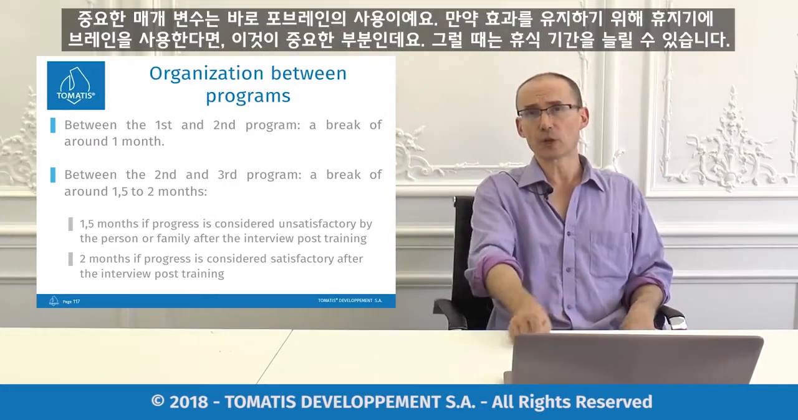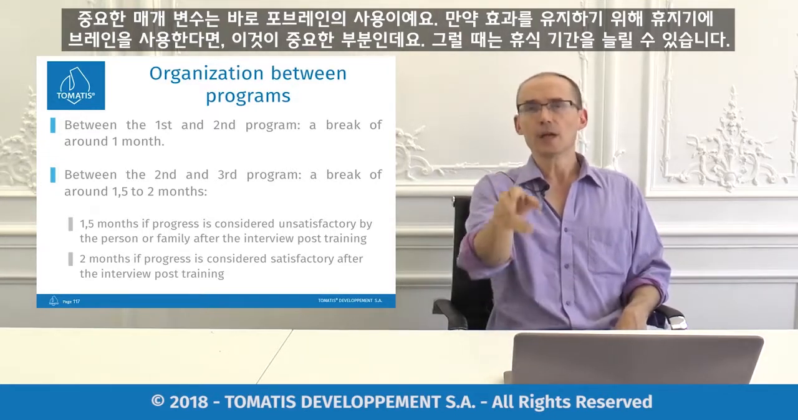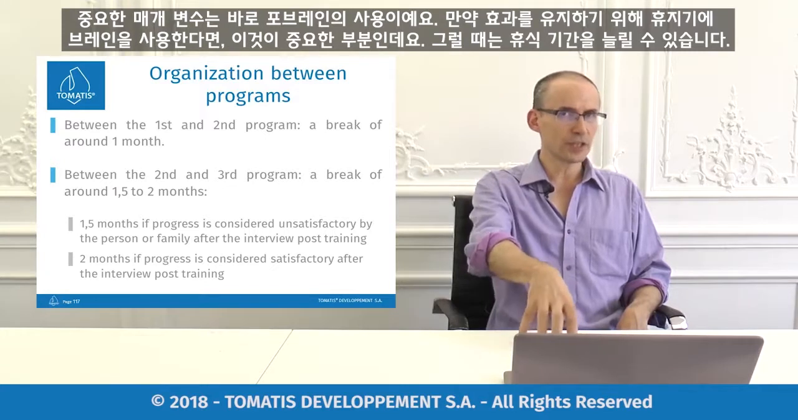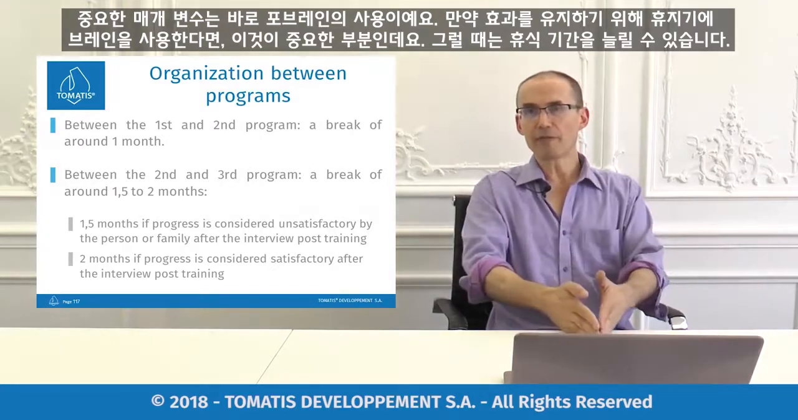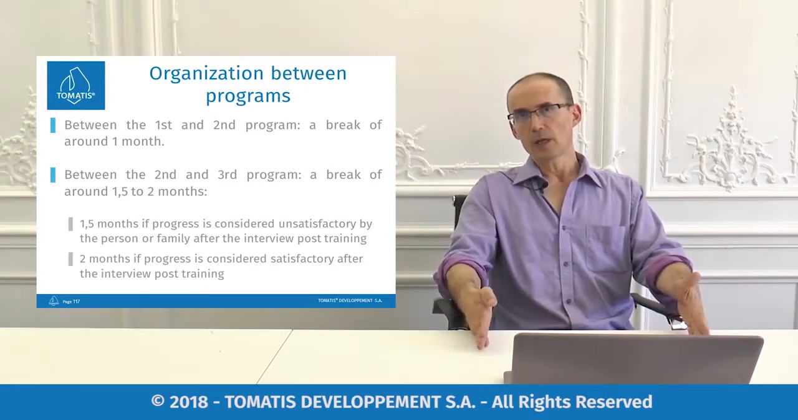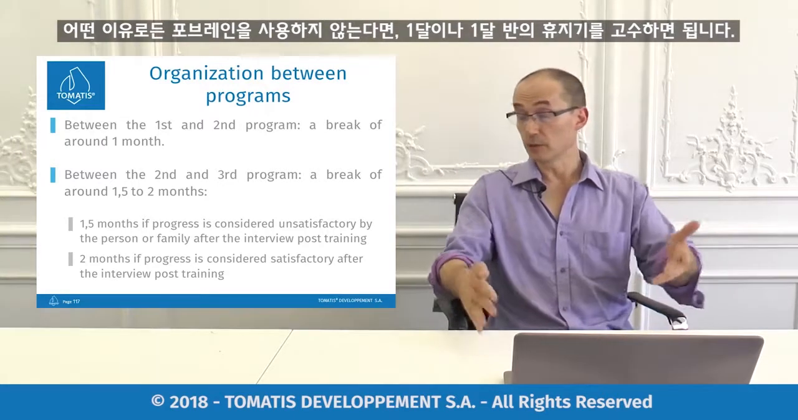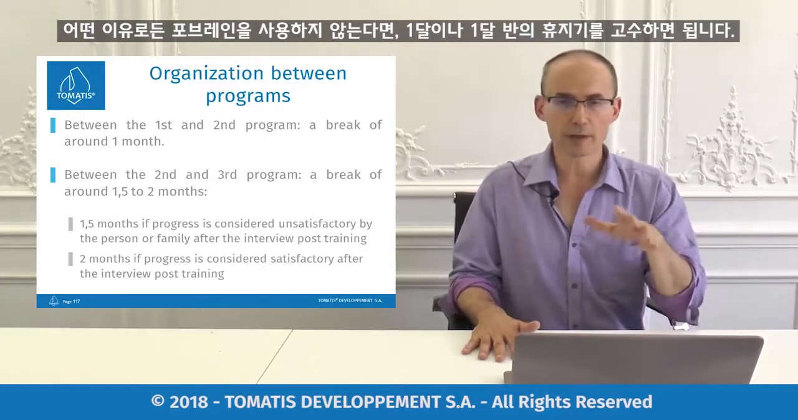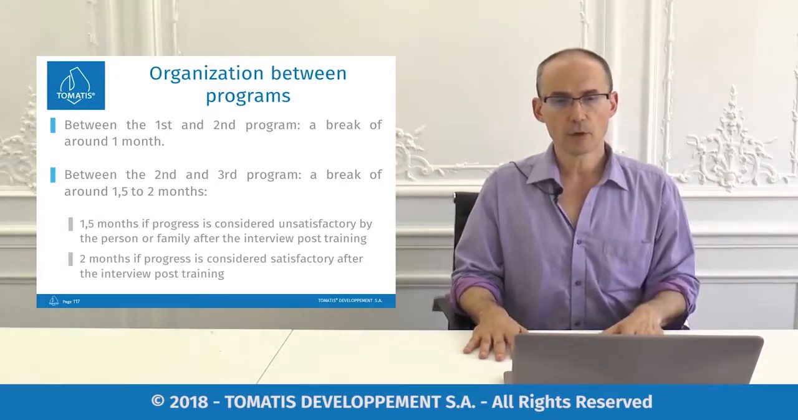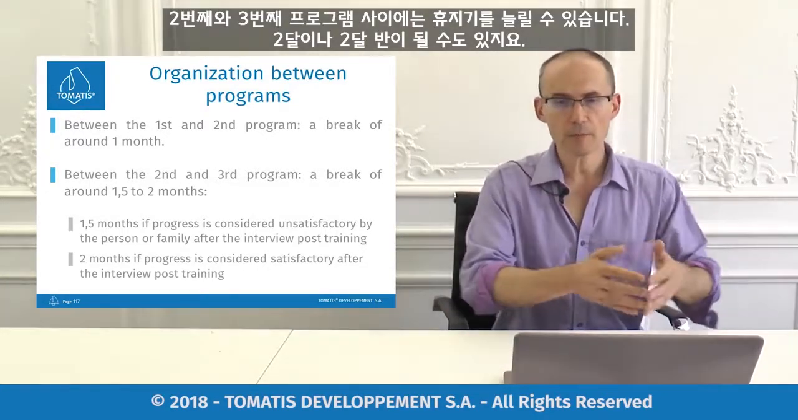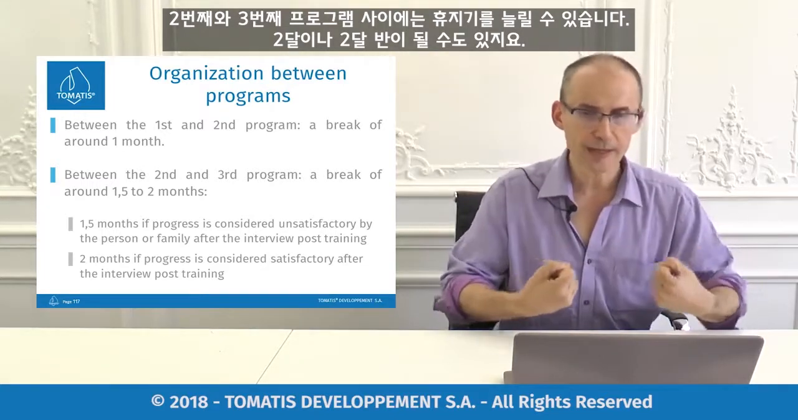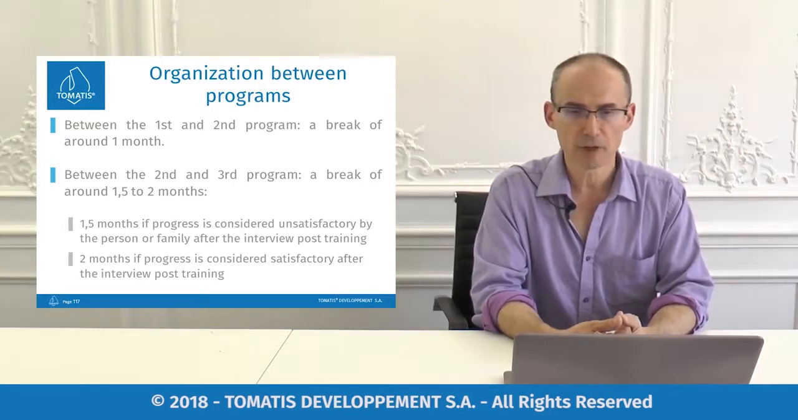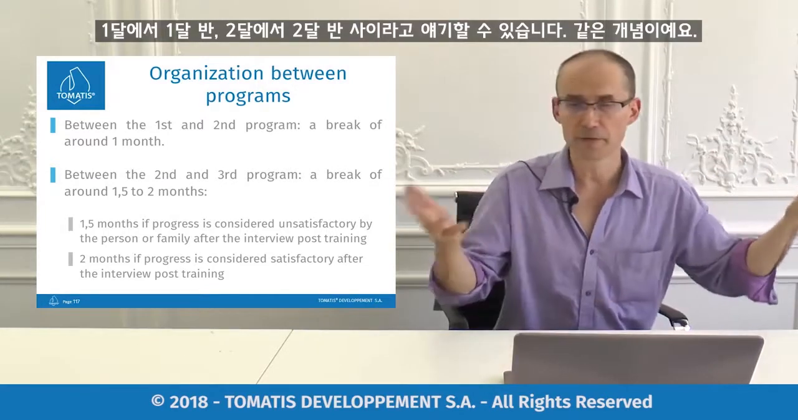A big parameter in the equation is the use of the forebrain. If the client uses the forebrain in between to maintain, which is key, of course you can lengthen the duration of the break. If he doesn't, for some reason, use the forebrain, the idea is to stick to this duration of break, 1 month, 1 month and a half. Between the second and third program, you can lengthen the break. It can be 2 months, 2 months and a half. Let's say between 1 month and a half and 2 months and a half.